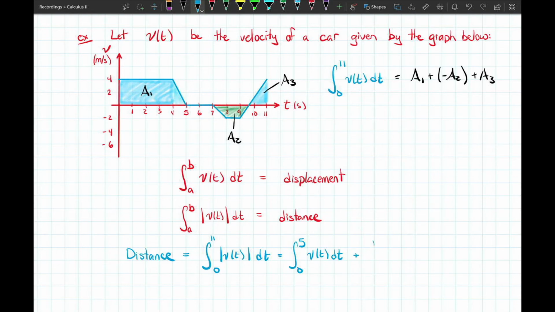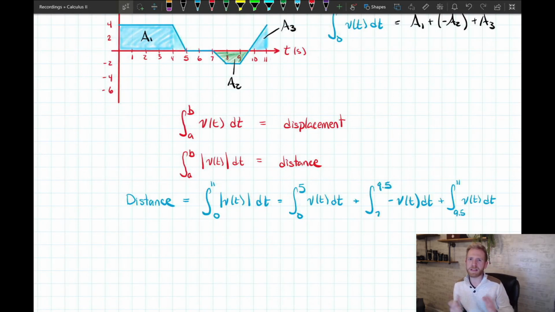What I'll do is integrate from 7 to 9.5 of v of t with a negative sign in front, which will flip it and make it above the t-axis when I integrate, and that'll give me a positive value. And then from 9.5 up to 11, it would appear that my velocity is already positive, and I don't have to worry about whether or not I get a positive or negative value. It'll end up being positive displacement or distance. So there you go, that's the basic idea.